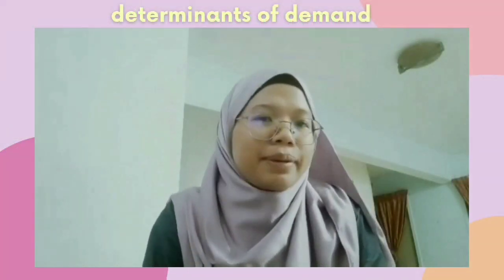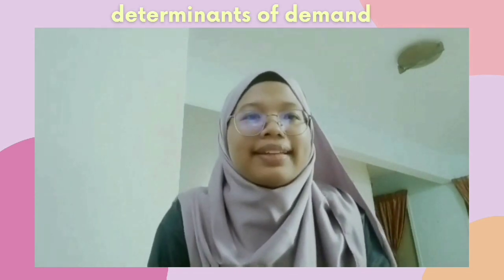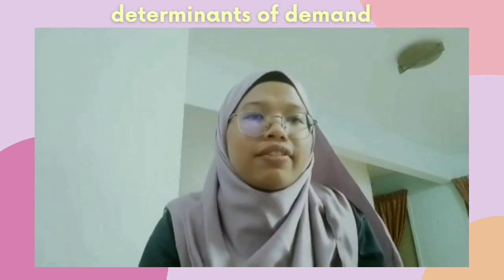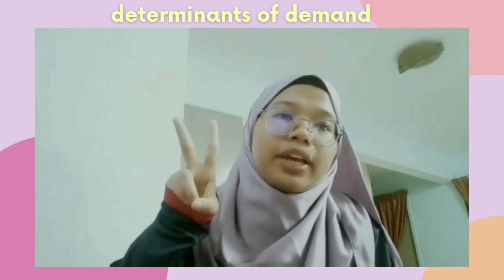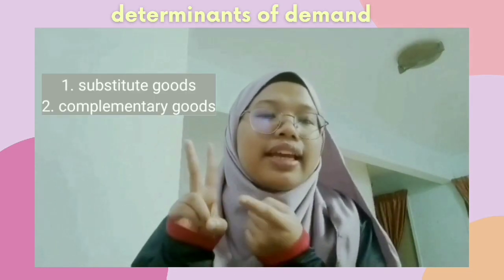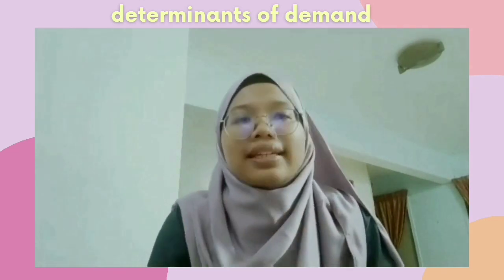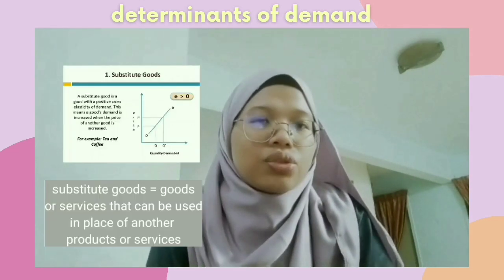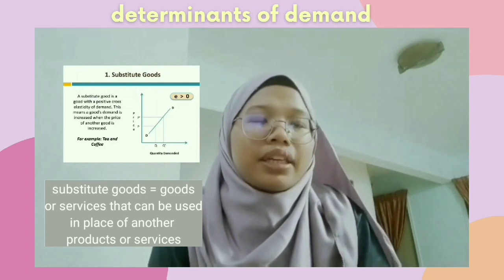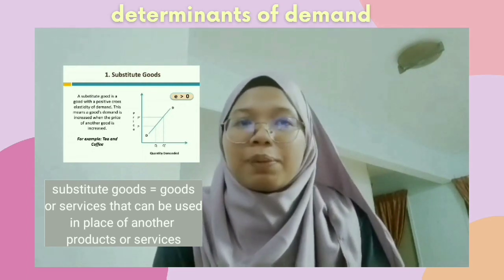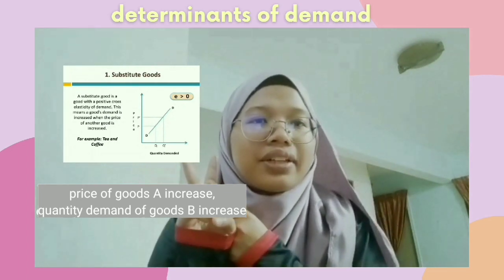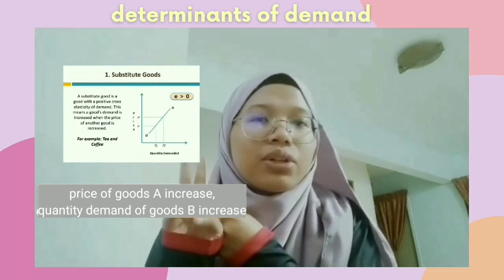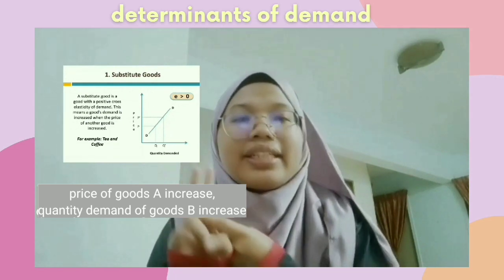Alright, next I will explain the determinants of demand. There are 8 determinants of demand. First is the price of related goods. We have two types, substitute goods and complementary goods. Substitute goods are goods or services that can be used in place of another product or service. When the price of goods A increases, the demand for goods B will increase.